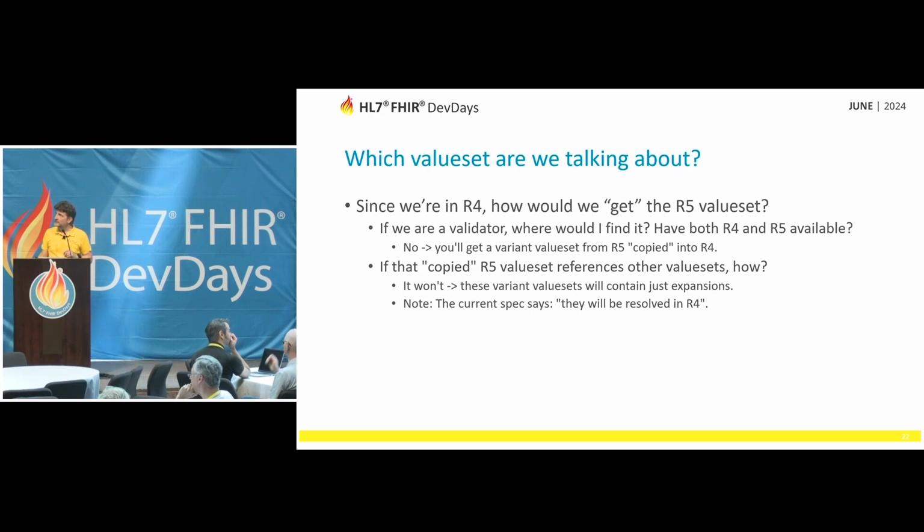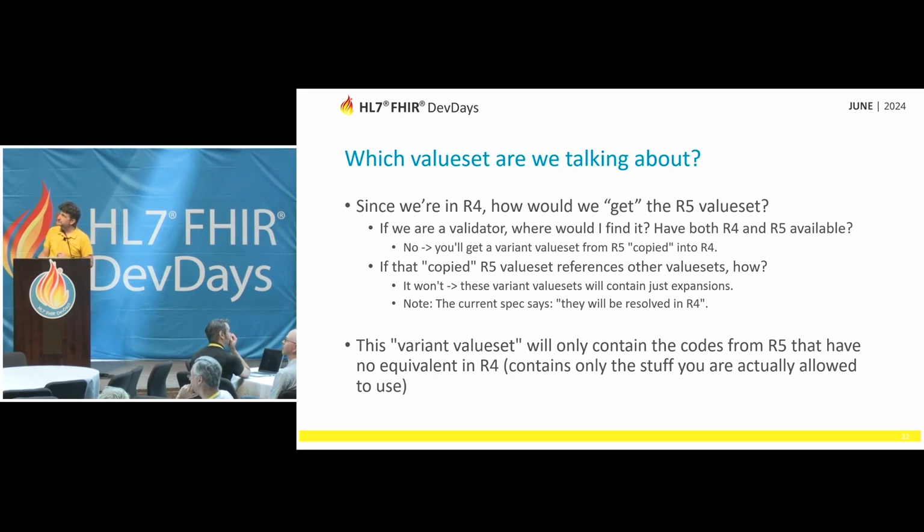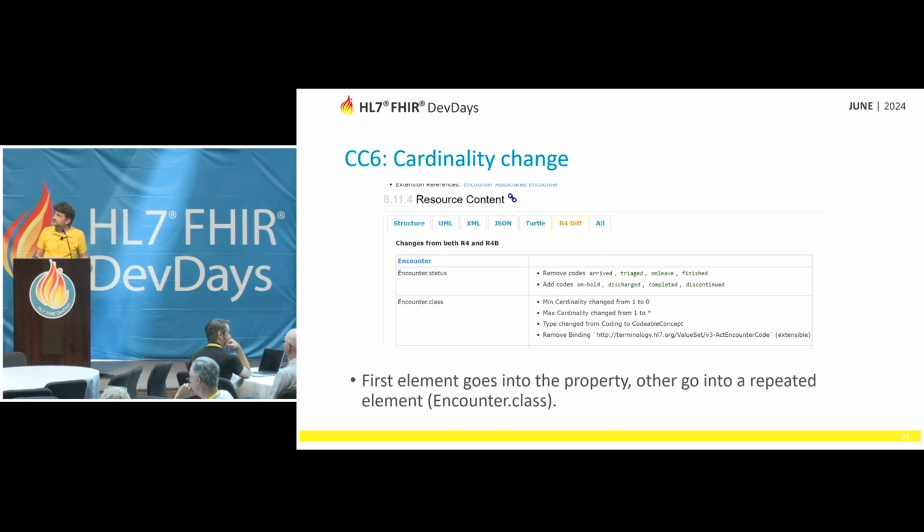Gino promised me that we'll just provide you with the extensions. This is going to be interesting if this stuff is not expandable, so don't go there for now. I have no idea. But the important thing again is that the variant value set I will copy into the extension contains just the codes from R5 that had no equivalent in R4, with all buts and caveats and all asides. Promises, yeah.